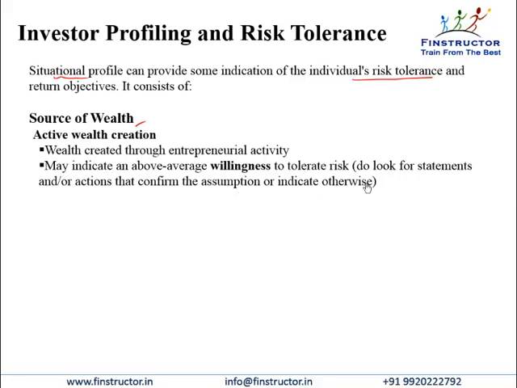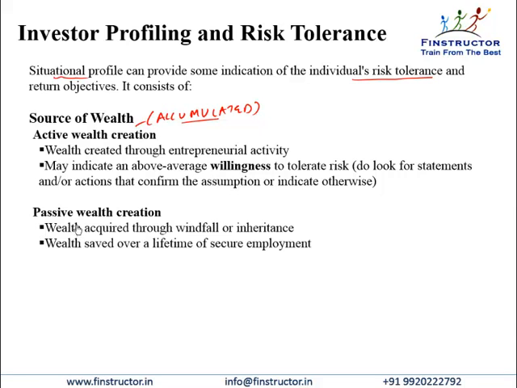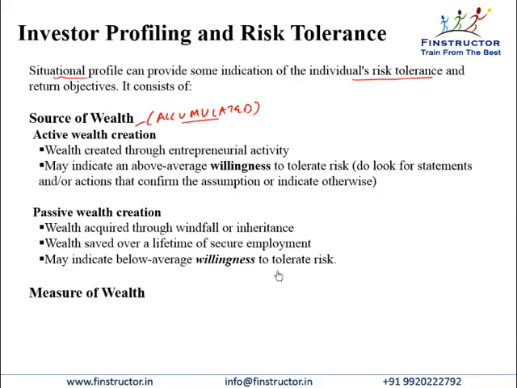However, do not simply look at this aspect and conclude above average willingness. Do look for other statements and actions that confirm this assumption or invalidate it, as may be specific to a case. So generally, when an investor comes to you, it is because he has some accumulated wealth, and your job is to effectively invest and allocate that wealth for him. Before you start investing that accumulated wealth, you need to understand the source of the wealth. If it is active, it indicates an above average willingness. If it is passive, that is, wealth has been acquired through inheritance or a windfall gain or through a lifetime of secure employment, then this may indicate a below average willingness to tolerate risk.